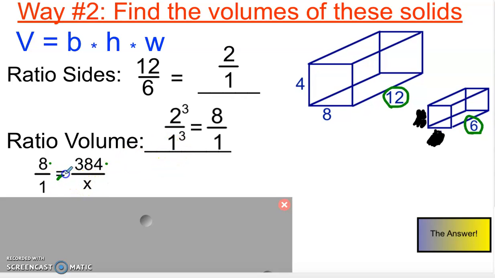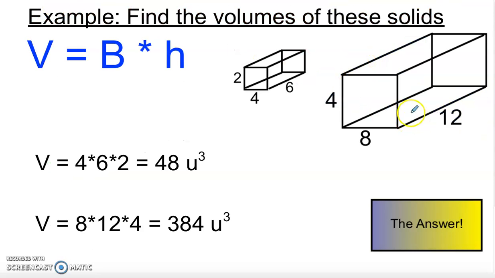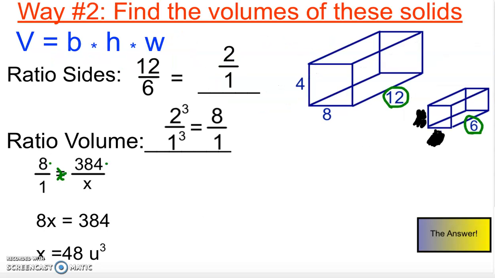So I solve this proportion and cross product multiply, and I basically get 8 times x to get 8x. 384 times 1 is 384. Divide both sides by 8 and get 48 units cubed. So if you remember back in the previous problem, we figured it out. We got 48 units cubed here. But in the second example, we actually used the scale factor to find the 48 cubic units.